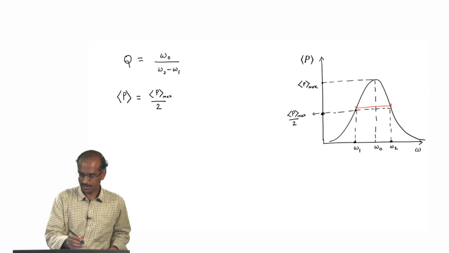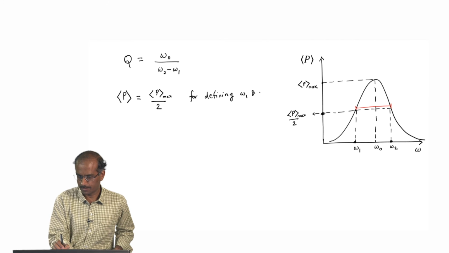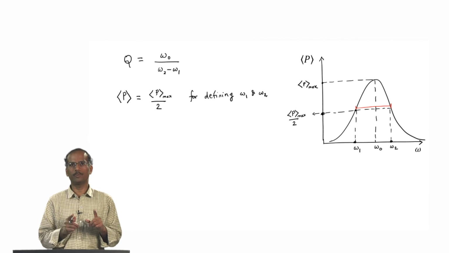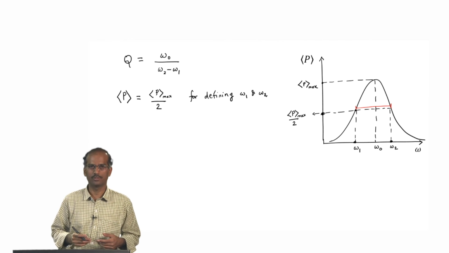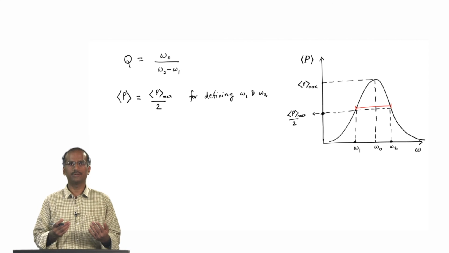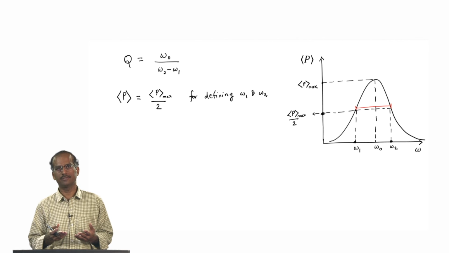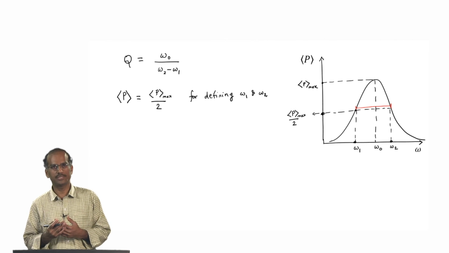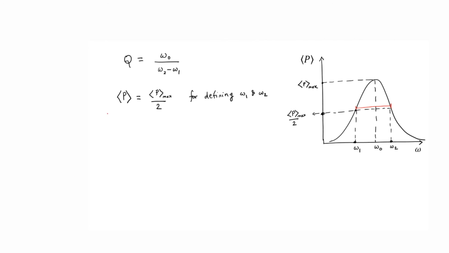So, this is our definition for defining omega 1 and omega 2. And once you know omega 1 and omega 2, it defines the width, and that would tell us what Q factor is. All we now need to see is whether this definition of Q factor or Q value coincides with the definition that we already had earlier on. Let us start by implementing this condition.